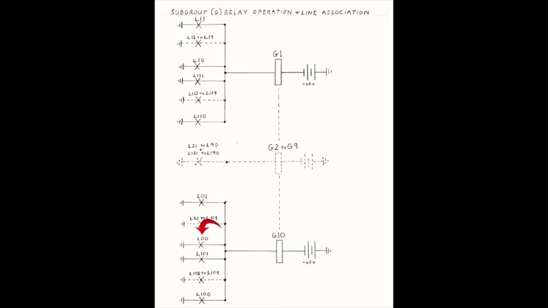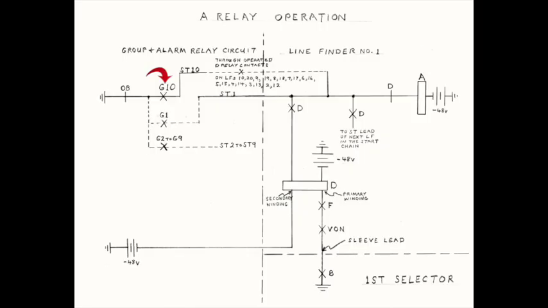If there are no other lines in the same subgroup requesting service at this point in time, the G10 relay in the group and alarm relay circuit will release. The release of the G10 relay removes ground from the ST10 start lead, which will initiate de-energizing of the A relay winding in the line finder.